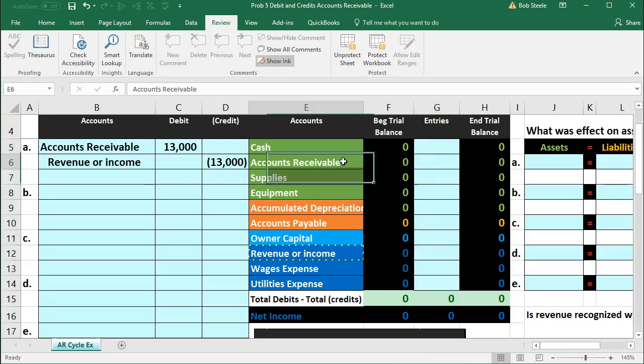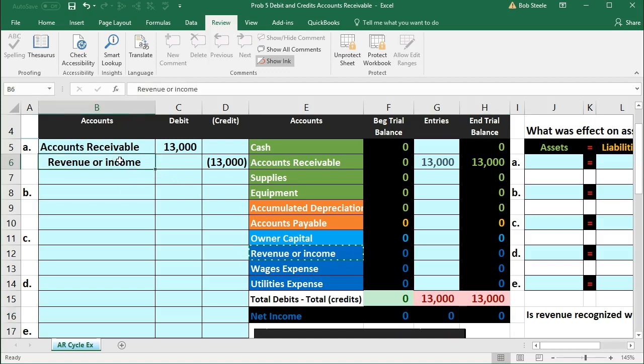So I'm going to say revenue or accounts receivable is here. I'm going to go to cell G6 and say equals, and then point to that 13,000. That's just going to pull that number over. It'll go from 0 up by 13,000 to 13,000, put us out of balance by 13,000. And there we have that. No effect on net income from that part of the transaction.